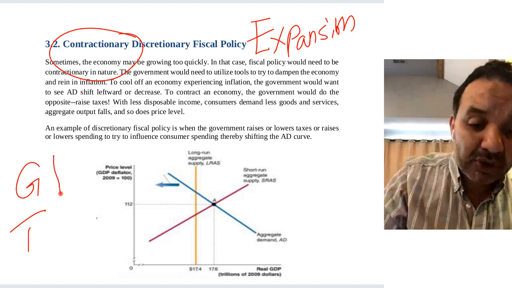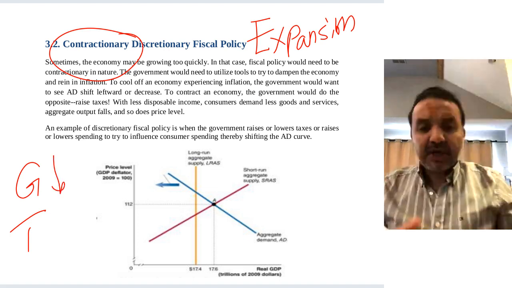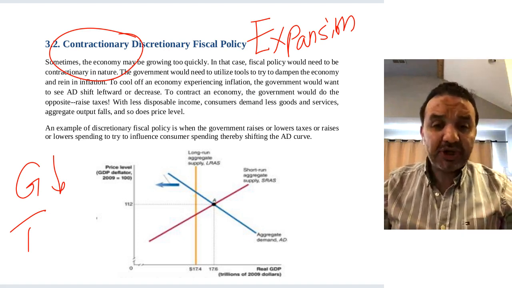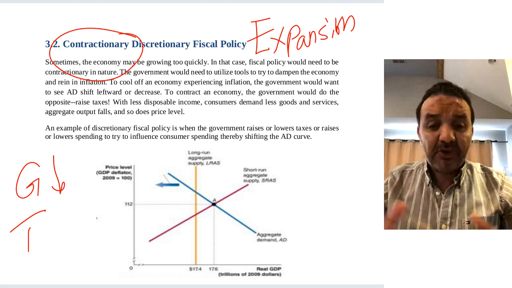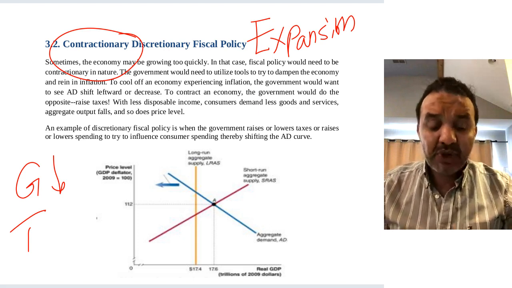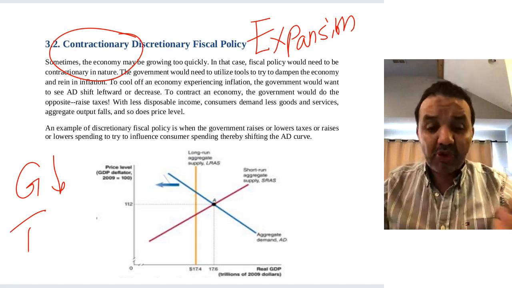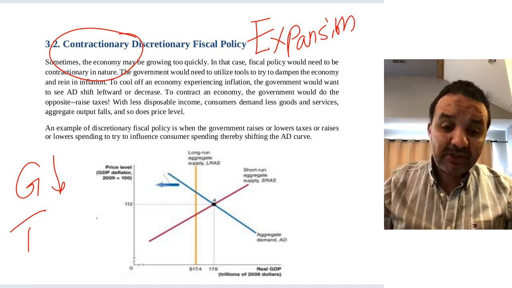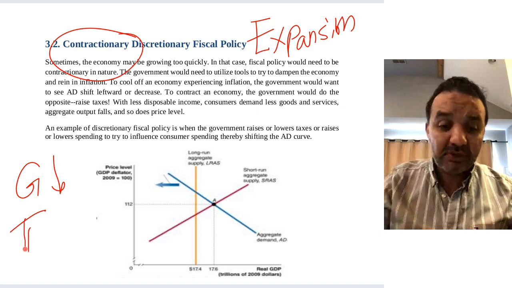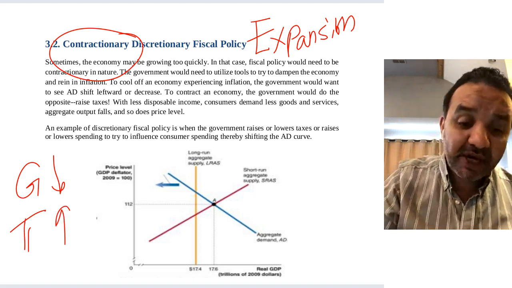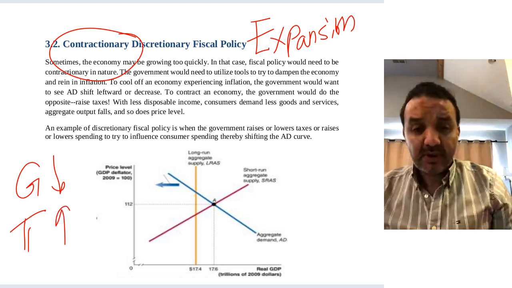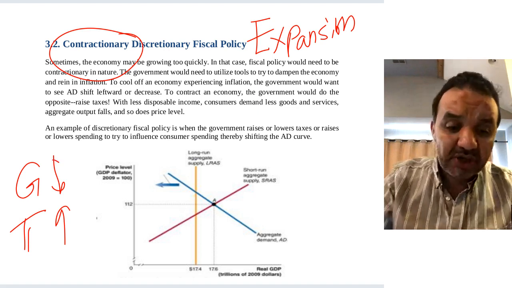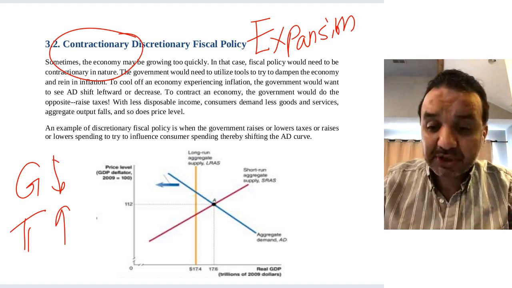So the economy doesn't need to spend more on scholarships, education, and infrastructure because the market is already doing well. We don't need to spend more money on unemployment benefits. At the same time, business is booming, so that's why we can increase taxes. There's no point in cutting taxes while the market is doing well. So these are the two tools of contractionary fiscal policy.